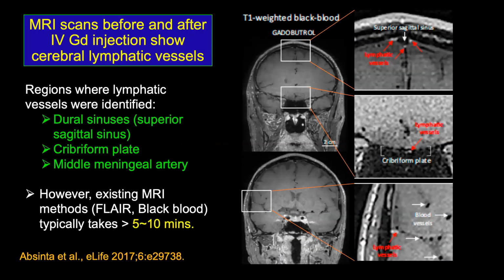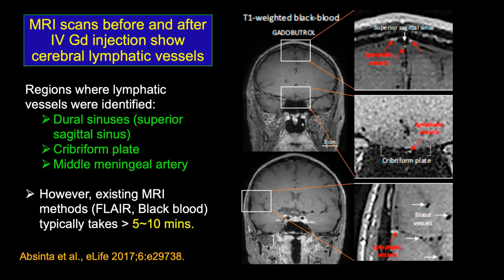It's well known that the dural vessels don't have a blood-brain barrier, so that the GAD in the vessels could get into the perivascular space. And there are many GAD-based MRI methods to image lymphatic vessels. Here is one of the studies that shows three main regions of lymphatic vessels in the brain, which are the superior sagittal sinus, olfactory region, and meningeal arteries.